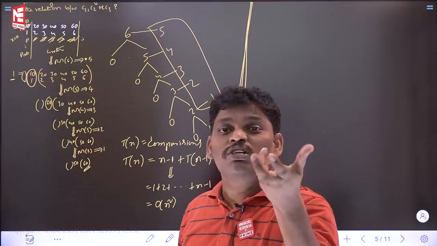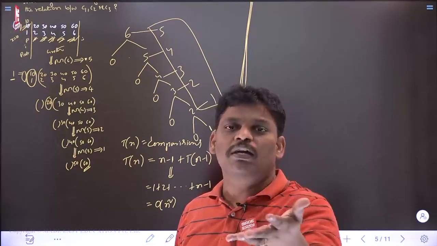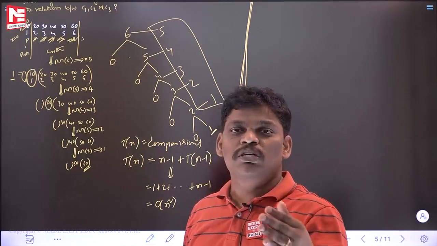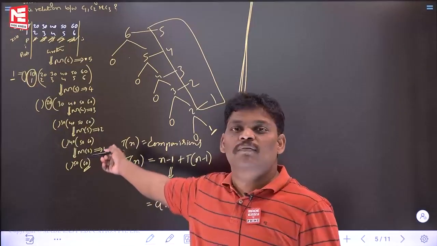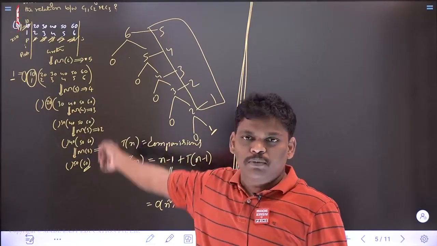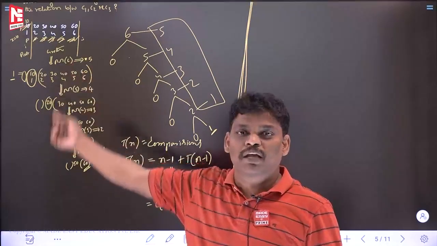What is the meaning? There is something which is n square. Time complexity is definitely n square. Time complexity means whichever is more, that is the time complexity. So n square came. This is the place where quicksort will give the worst case. The time complexity of the quicksort algorithm for this kind of behavior is n square.